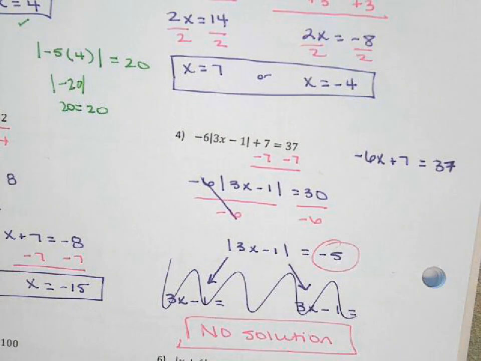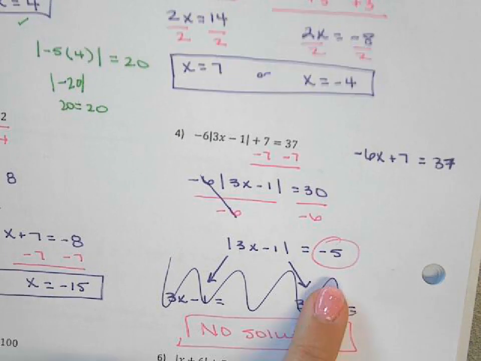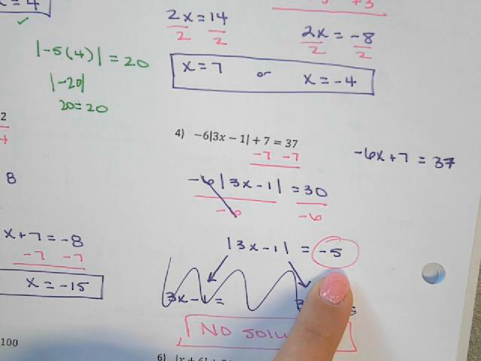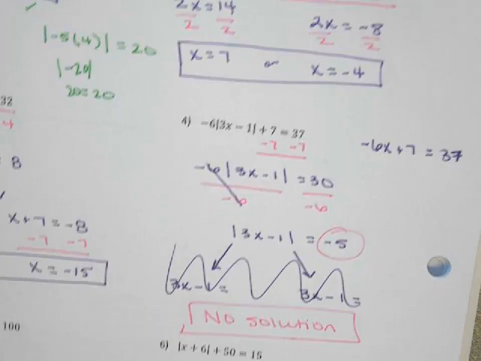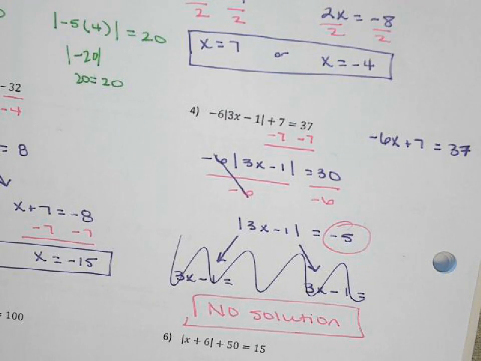Because that's a negative. Once you get these absolute value bars by themselves, you can say, okay, break it up into your two scenarios, but you didn't have to because it was set equal to a negative number. And an absolute value will never be a negative.